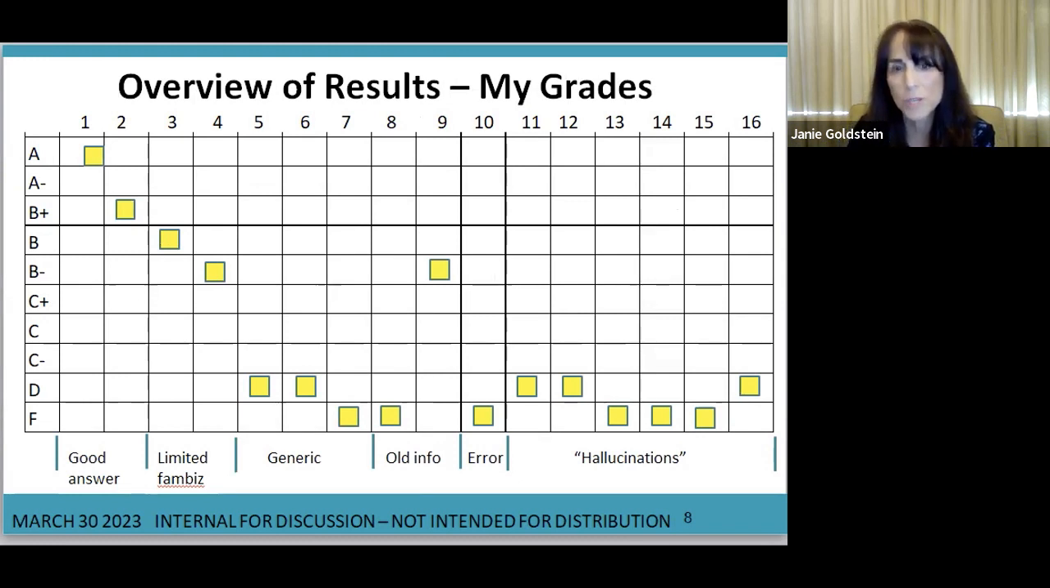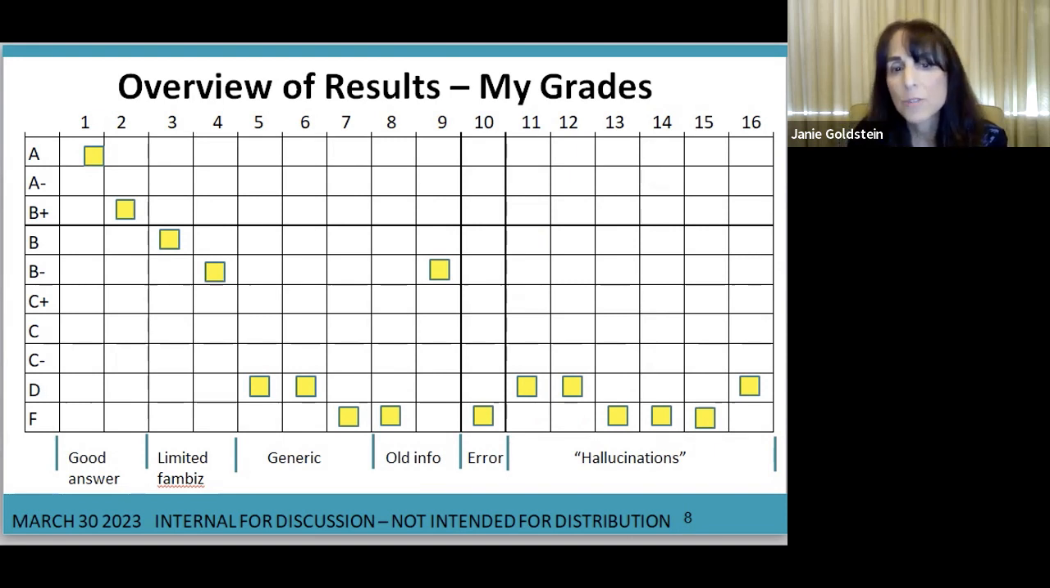So this is a hard to read chart, I know. Each column represents a specific question that I put in as a new thread in ChatGPT in the discussion board. So there's numbers 1 through 16. So there are 16 different responses that I put in. And the letter grades correspond to those little yellow boxes.